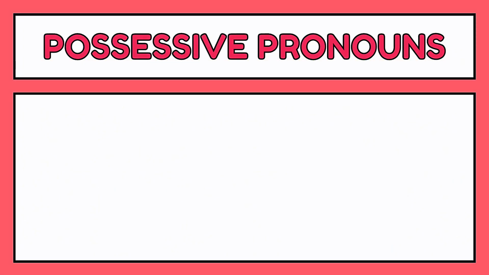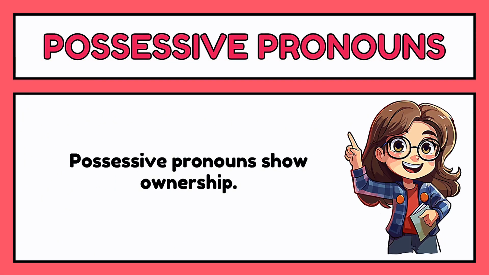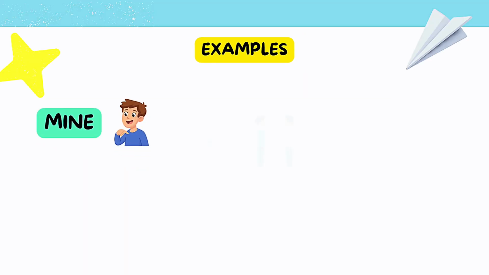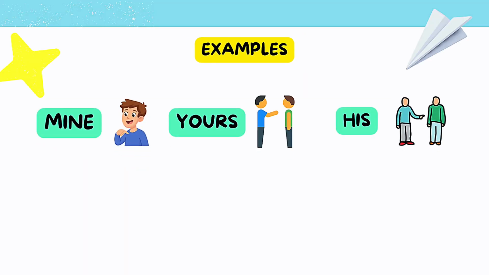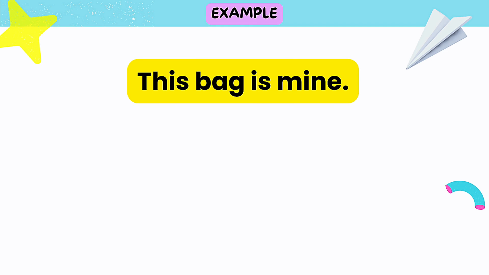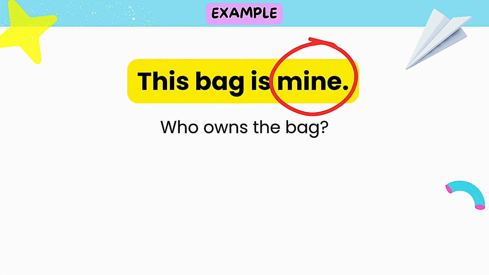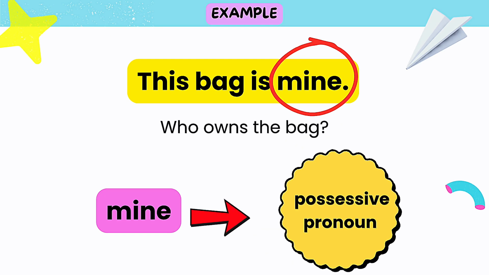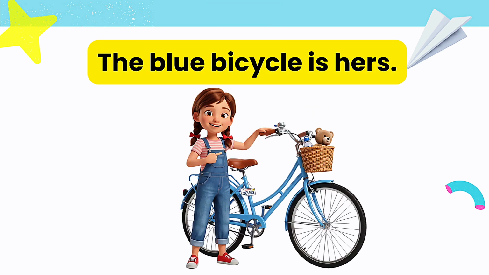2. Possessive pronouns. Possessive pronouns show ownership. Examples: mine, yours, his, hers, ours, theirs. Look at this sentence. This bag is mine. Ask yourself, who owns the bag? Me. The word mine shows ownership, so mine is a possessive pronoun. Another example, the blue bicycle is hers.